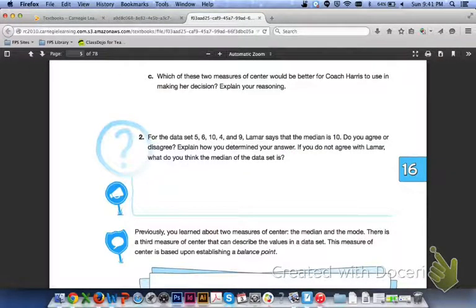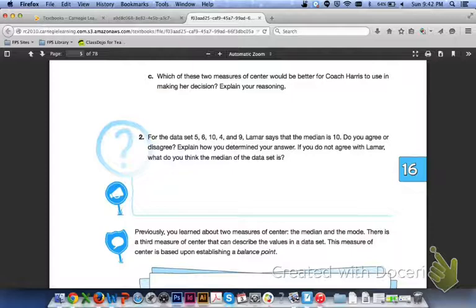Problem C and number 2 both give you a chance to practice your justification skills a little bit. Problem C says, which of these two measures of center would be better for Coach Harris to use in making your decision? Explain your reasoning. Make sure you give a clear justification. Don't just explain, justify how you know.